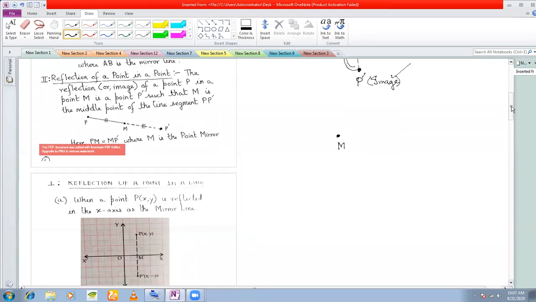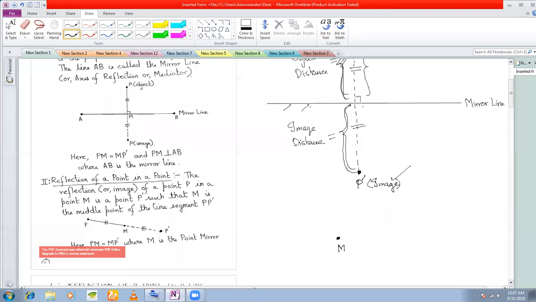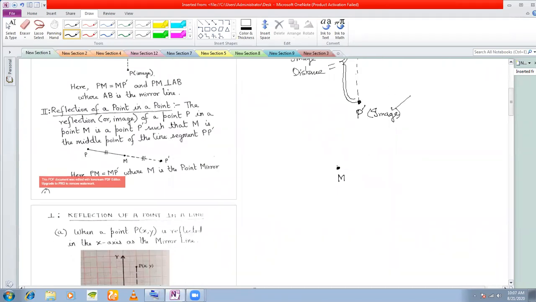Here my mirror was in the form of a straight line, but here I have a mirror which is a point, not a straight line. And what I want to do here is I have a point P here, and I want to reflect this on this point mirror. So what I do is I join these two, and I measure this distance.